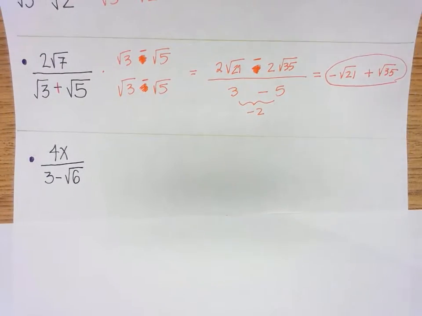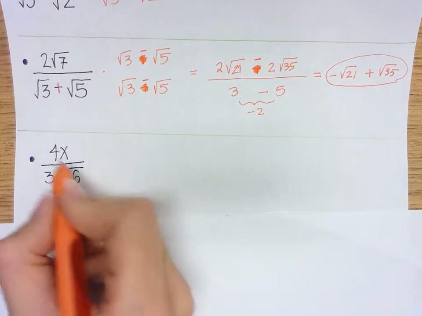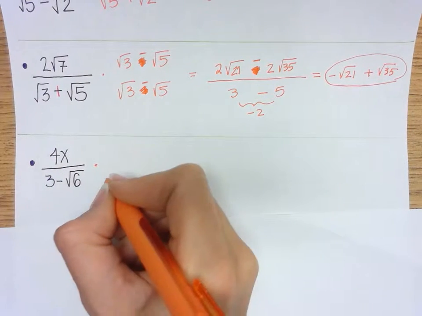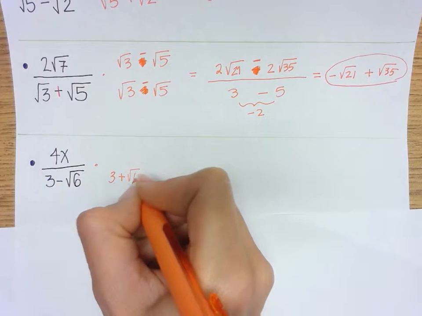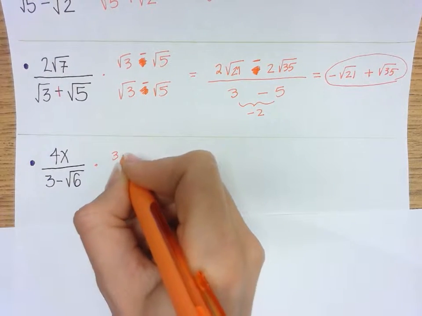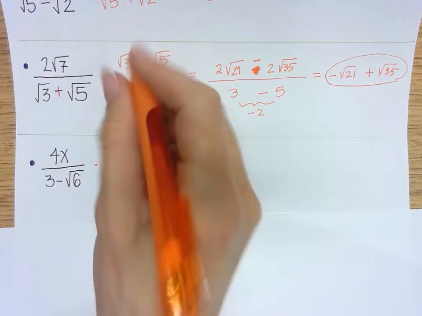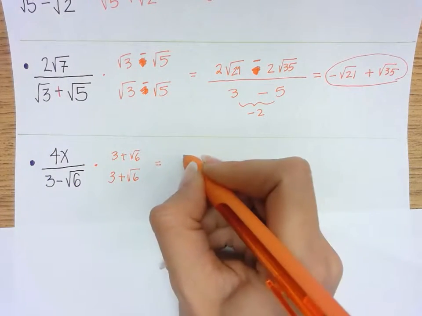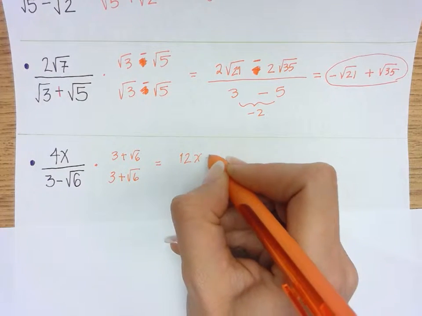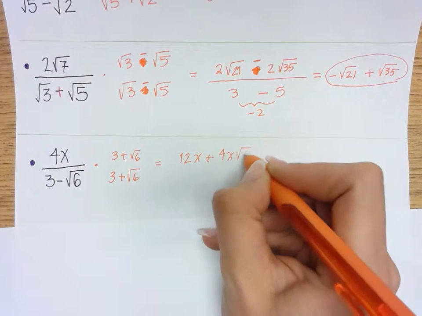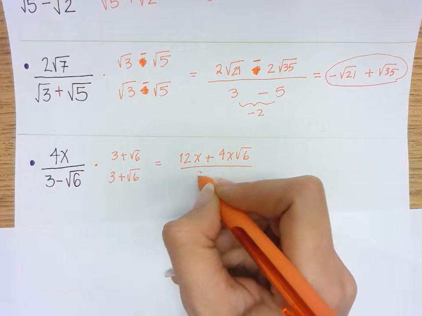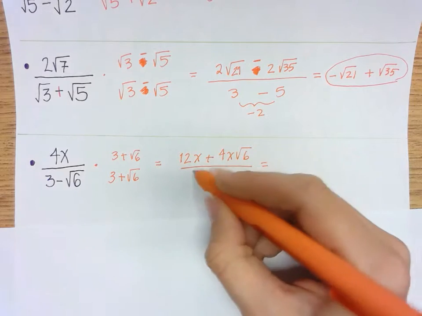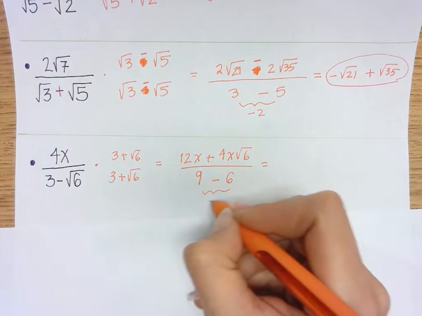Last example for right now. If this top is a binomial though, you would just FOIL out on top too. This time we don't have 2 radicals, we just have 1, so it's 3 plus square root of 6, the opposite sign of the middle. 3 plus square root of 6. Sorry, I wanted to change it to make it different and I messed up writing it, so forgive me. Distributing, we have 12x plus 4x square root 6 all over 9 minus 6. Can I do anything? Let's see, 9 minus 6 is 3.